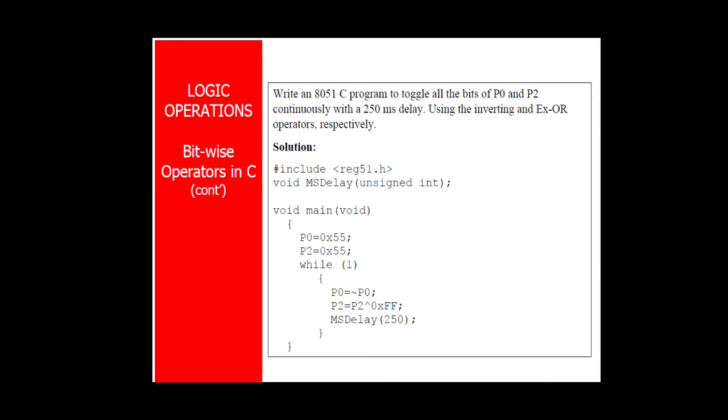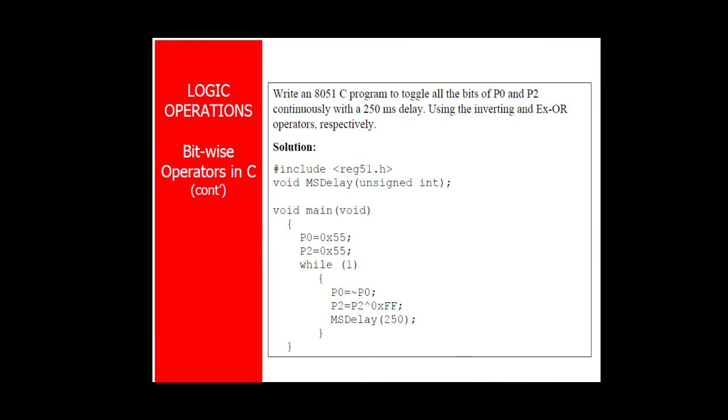Next one is: write an 8051 C program to toggle all bits of P0 and P2 continuously with a 250 ms delay using the inverting and XOR operators respectively. So already this is a done example, but here the new thing is we have to use inverting as well as XOR operators. There is a delay function which is just the same as the previous one. Let us look at the main function.